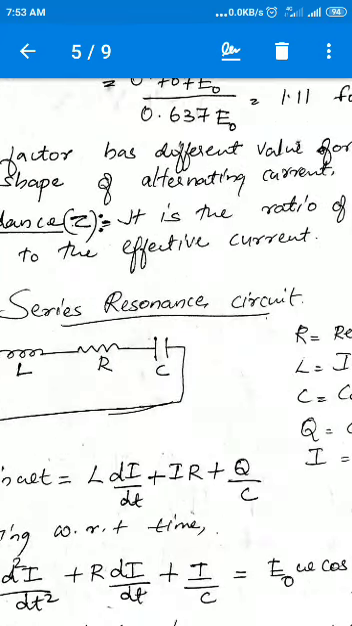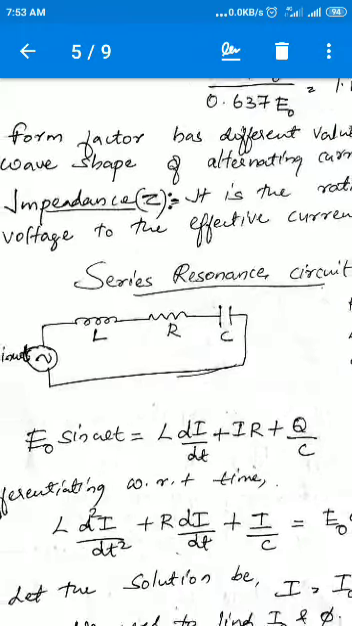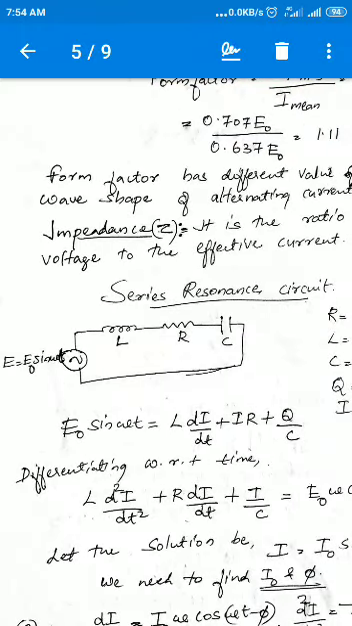And we need to write an equation for this series circuit, and it is the EMF itself. The EMF will be E0 sin omega t, which is distributed along these three components. The EMF across the inductance is L into di by dt, where L is the inductance, and across R the resistance is I into R, and across the capacitor it will be Q by C, where Q is the charge stored in the capacitor and C is the capacitance.